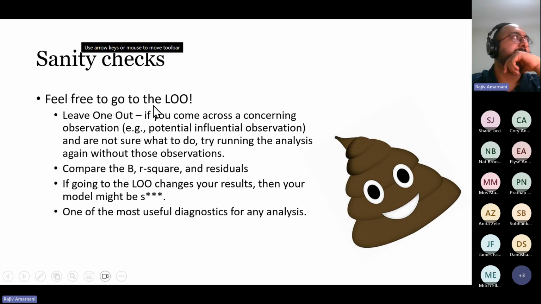One thing that's super handy is something called leave one out. This is where you go through your data. You're really intimately familiar with your data, and you go, I don't know about these three observations. Should they be there? Should they not be there? Are these observations really affecting my sample? So what you do is you try running the model, leaving out one by one these observations that you think are maybe influential, that you think are biasing the sample.